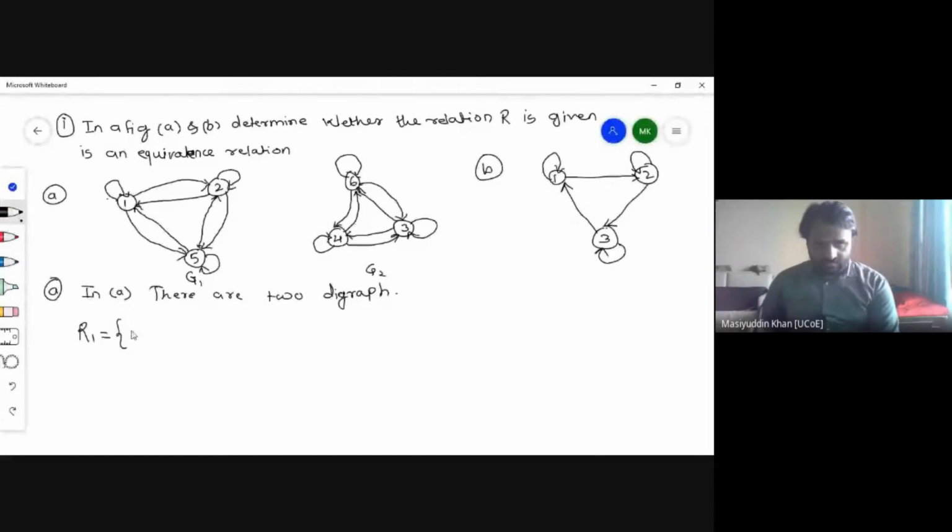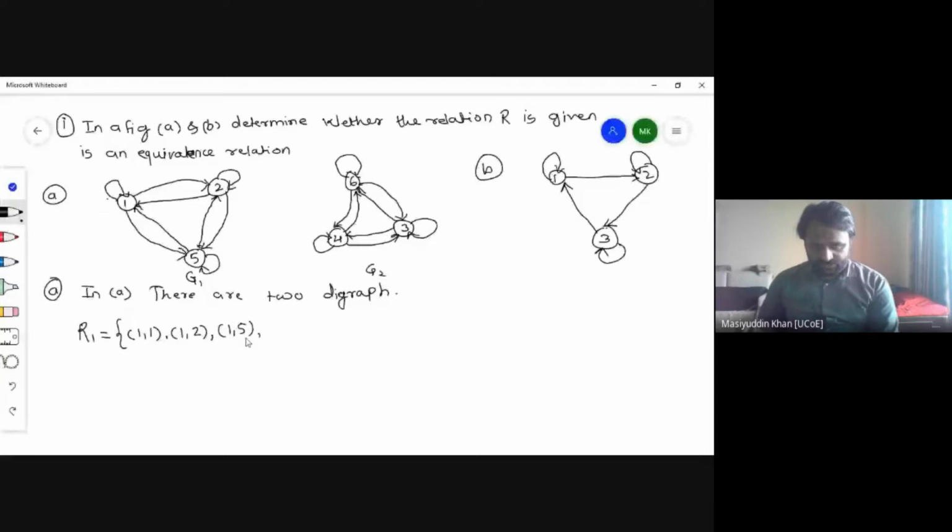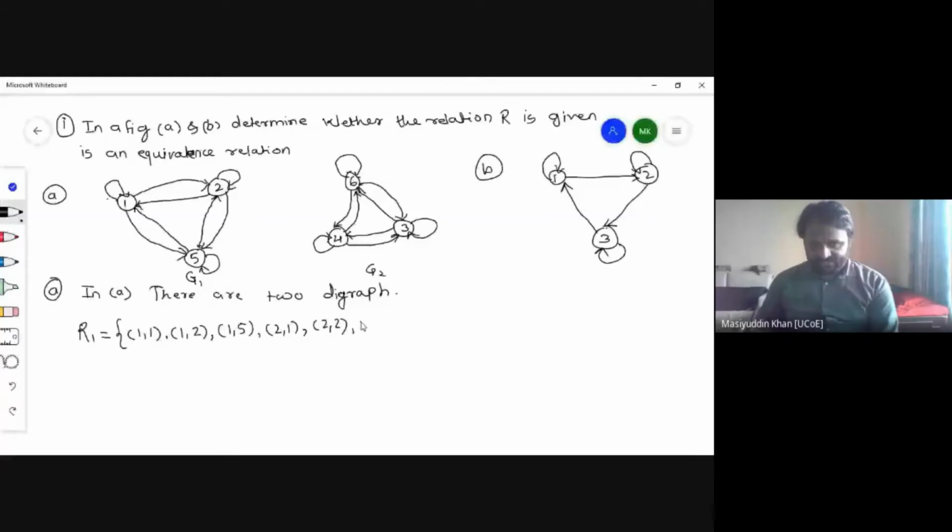So according to that, I can represent this part as R1. When I define the R1 relation from G1, then 1 comma 1 is there, 1 comma 2 is there, 1 comma 5 is there. Similarly, 2 comma 1, 2 comma 2, 2 comma 5. Similarly, the relation is defined as 5 comma 1, 5 comma 2, and 5 comma 5.